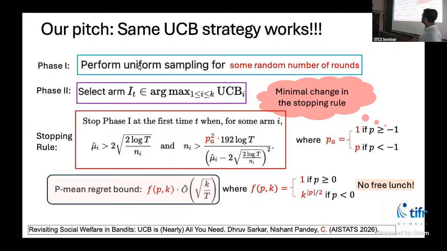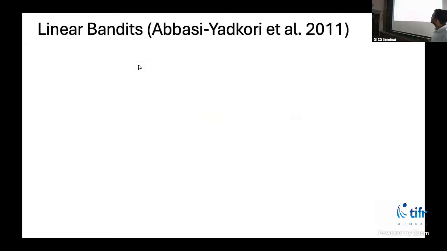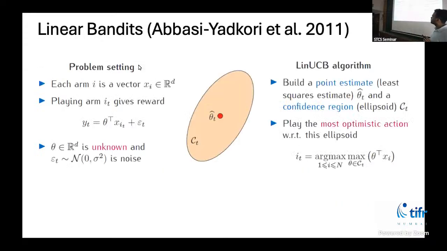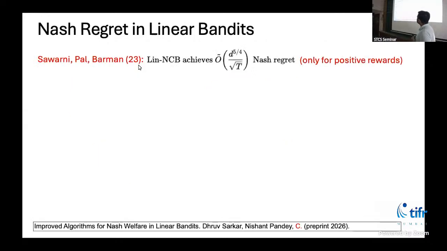Before that, I just want to tell you that all these ideas extend. These are some numerical results which show that things work. All the ideas extend to the linear bandit problem, where the arm rewards are linearly related to some unknown parameter theta. The classical UCB algorithm achieves d square root T regret, where d is the dimension of the unknown parameter theta. The same Nash confidence bound algorithm achieves d to the power 5 by 4 square root T regret, only for positive rewards.